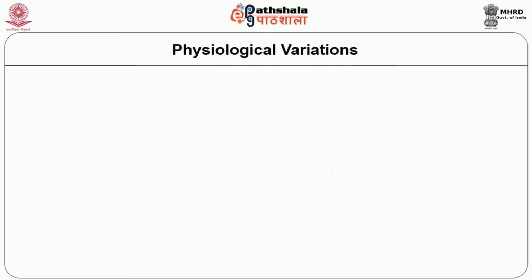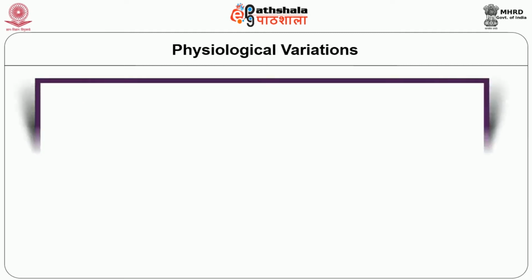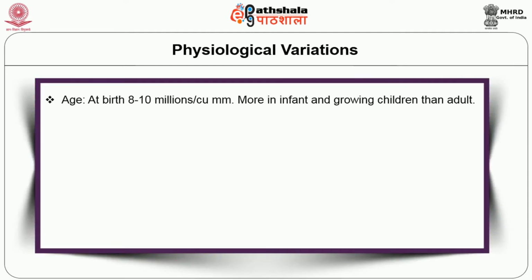Now, what are the physiological variations of RBCs? Number 1 is age. At birth, the RBC count is 8 to 10 millions per cubic millimeter of blood. The count decreases within 10 days after birth due to the destruction of RBCs, causing what is called physiological jaundice in some infants. However, in infants and growing children, the cell count is more than the value in adults.